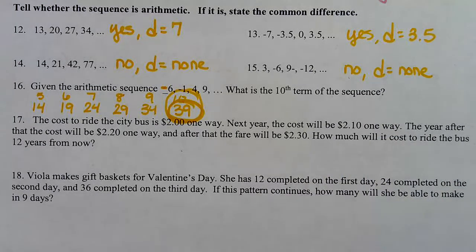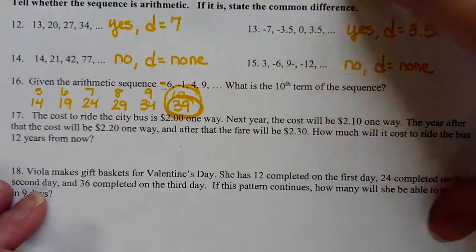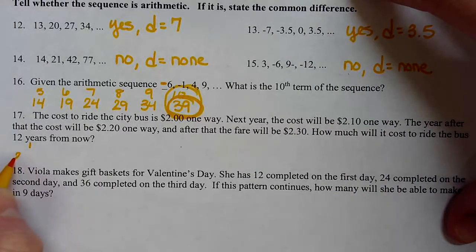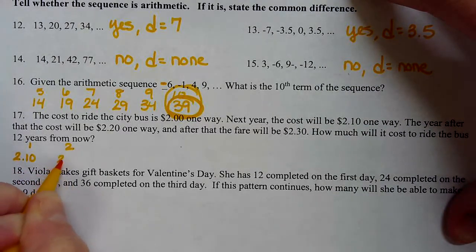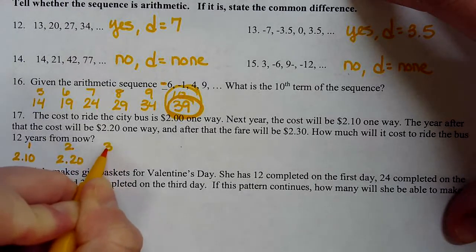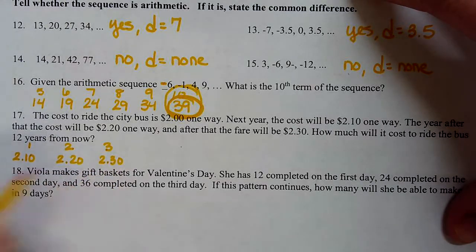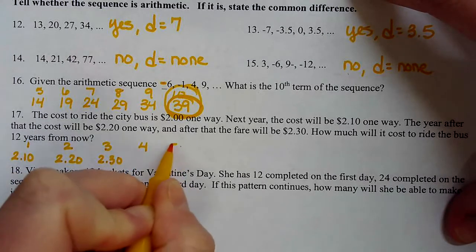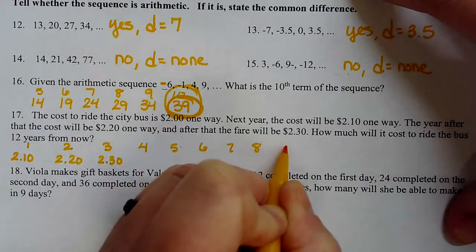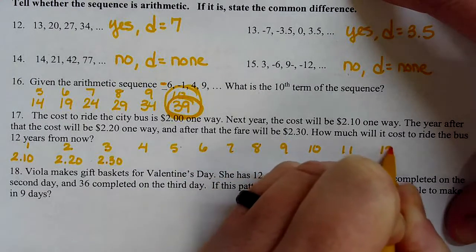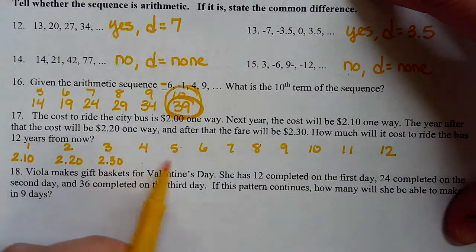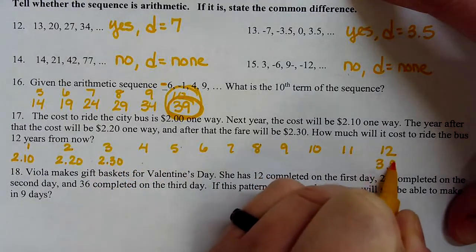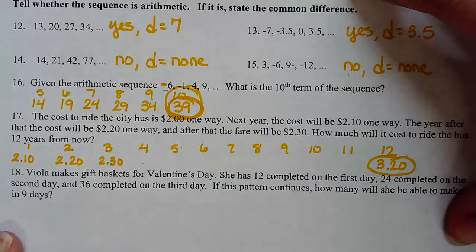For 17, the cost to ride the bus to the city is $2 one way. Next year, it will cost $2.10. So after 1 year, it's $2.10. After 2 years, it's $2.20. After 3 years, it's $2.30. So every year it's going up 10 cents. So 4, 5, 6, 7, 8, 9, 10, 11, 12. It wants after 12 years. 230, 240. Oh, here we go. So 30, 40. So this would be $3.20.